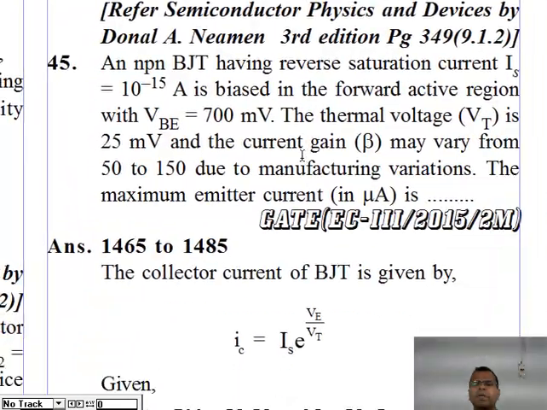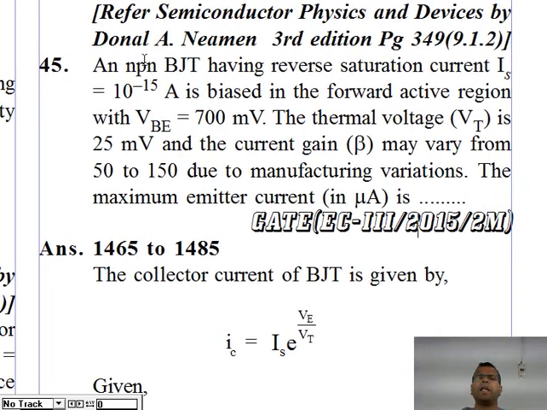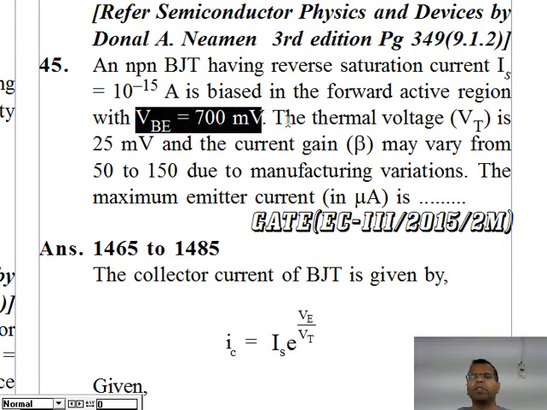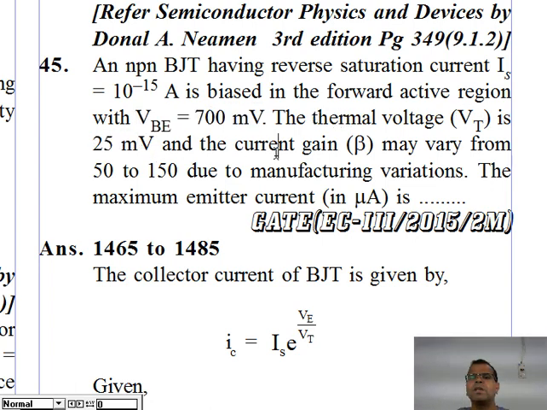Let us see the next numerical, that was in 2015, 2 marks. An NPN BJT having reverse saturation current IS equal to 10 to the power minus 15 ampere is biased in forward active region. Reverse saturation current is given to you. VBE is given to you, that is the forward biasing voltage for active region. The thermal voltage is 25 millivolt. Current gain beta varies from 50 to 150 due to manufacturing variation. The maximum emitter current is given by?